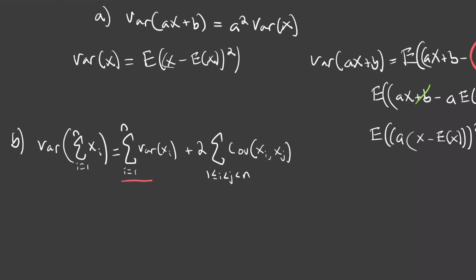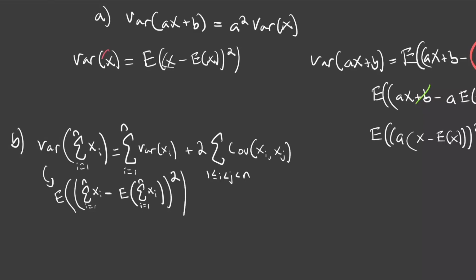Instead, we're going to have the sum of all these variances, and then we're going to have these extra terms, right? 2 times all of the covariances. So let's show how we derive that from this, using basically just the definition of variance. In my definition of variance, all I've done down here is plug in my x value, and then I get this equation right here.